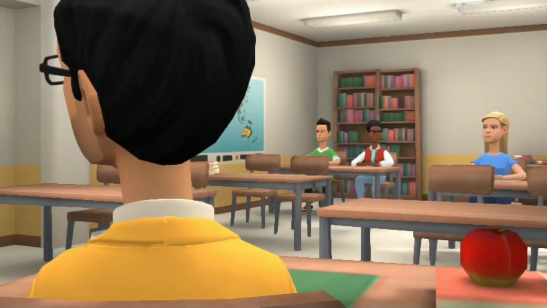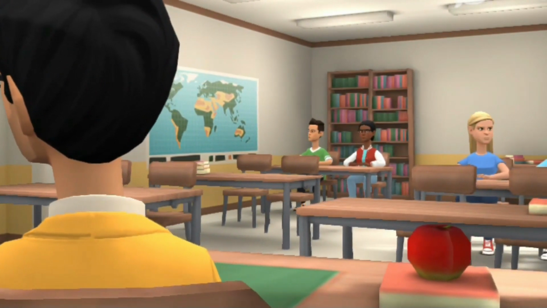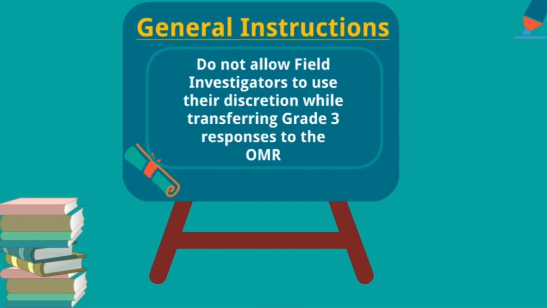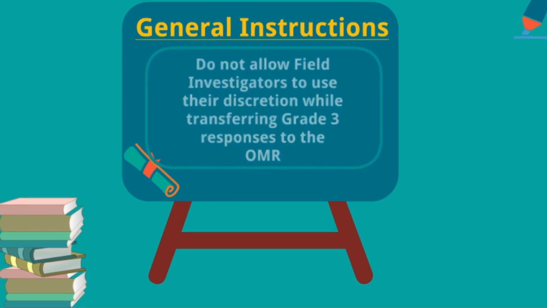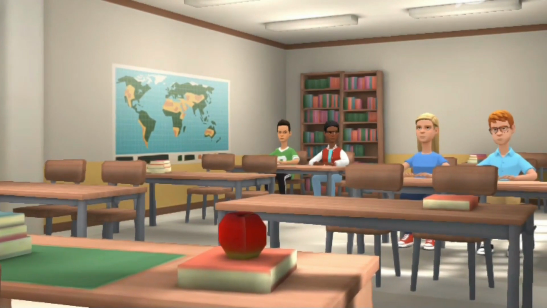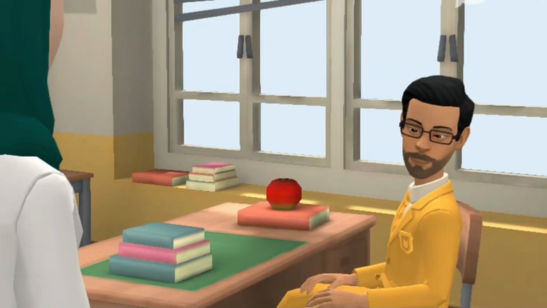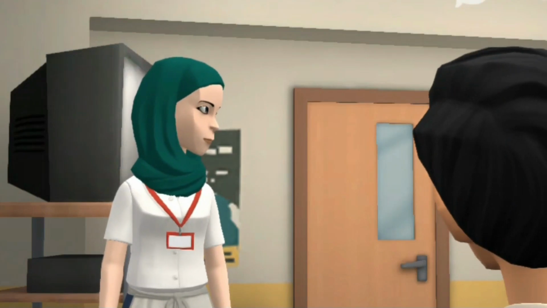For grade 3 students, you will mark your answers directly in the test booklet, not on the OMR sheet. It is the responsibility of the field investigator to transfer the answers from the test booklet to the OMR sheet. While doing this, the field investigator must not use their own discretion. The answers should be marked on the OMR sheet exactly as they appear in the test booklet, without any changes. Understood. I'll make sure the instructions are followed. Great, thank you. Let's begin.